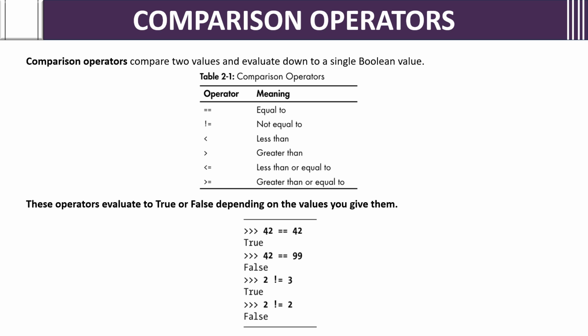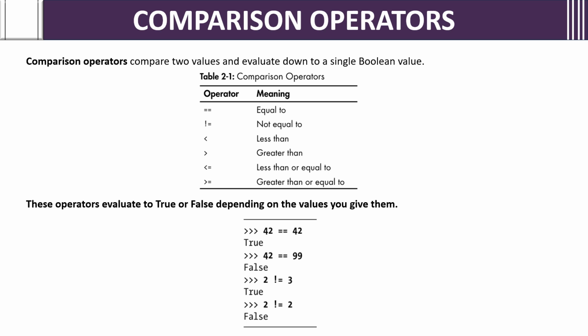Not equals to, less than, greater than, less than or equals to, greater than or equals to. These are all comparison operators. They evaluate between two values and compare them. If the condition is true, you are going to get a single Boolean value, either true or false.